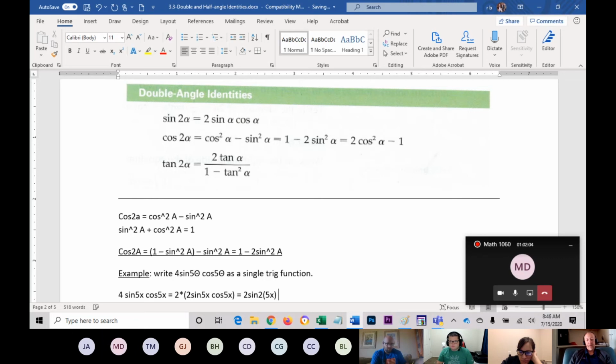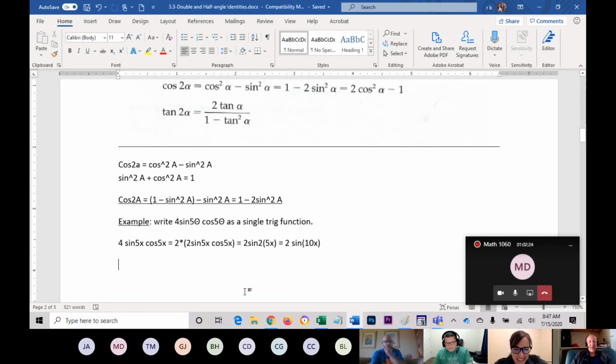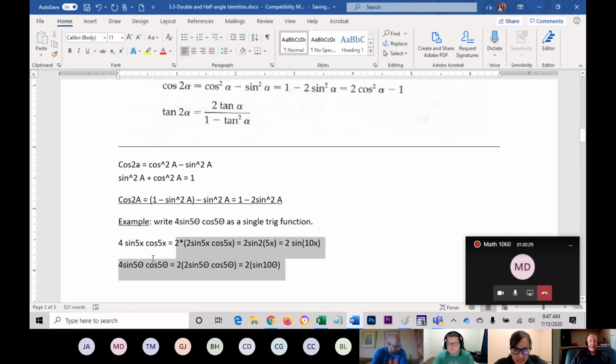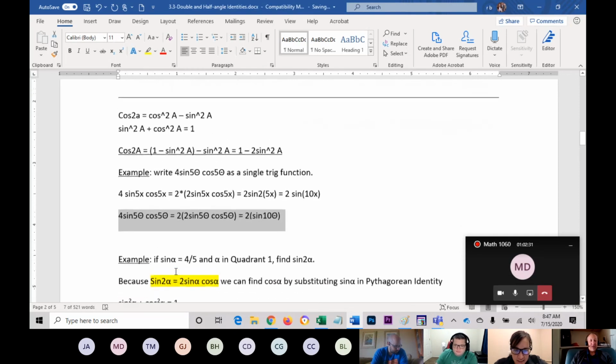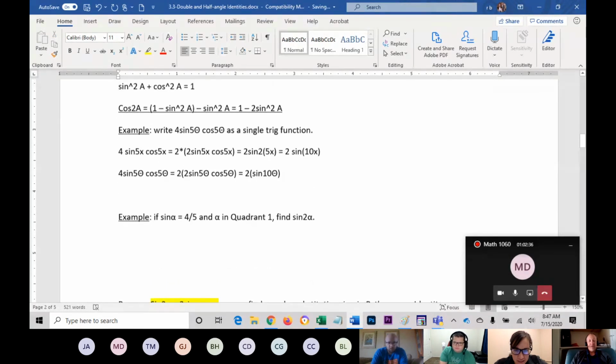So therefore, this becomes 2 sine of 10x. Bing! Don't you feel smarter now? No, not really. Well, you should. That was good. You did well. And then if we put it in terms of theta, it's right back there. So now, let's do this one.